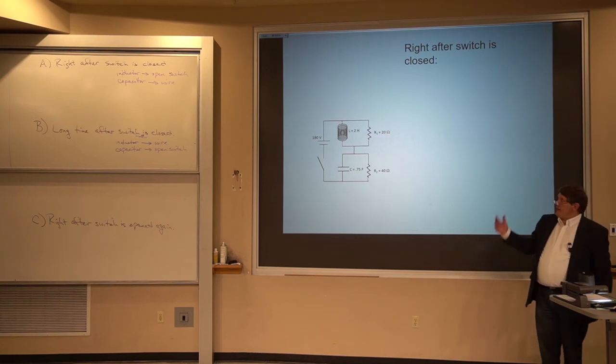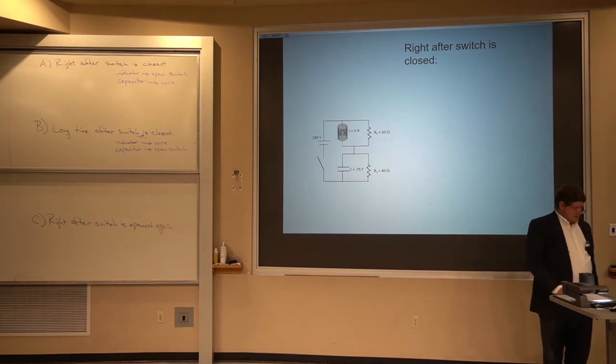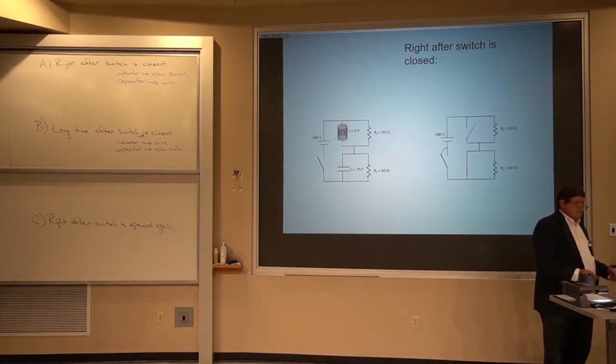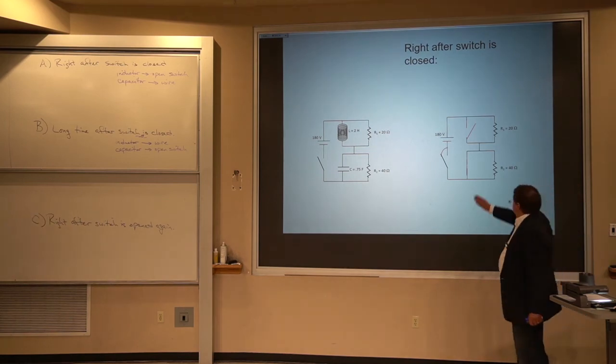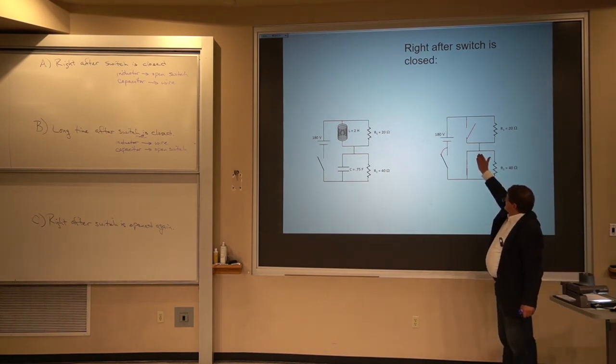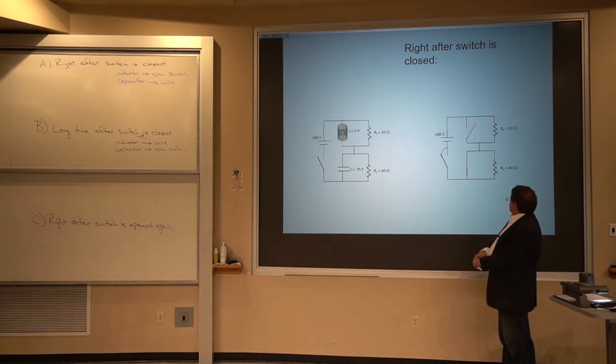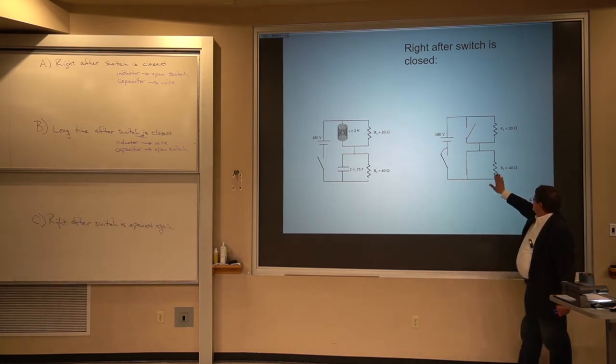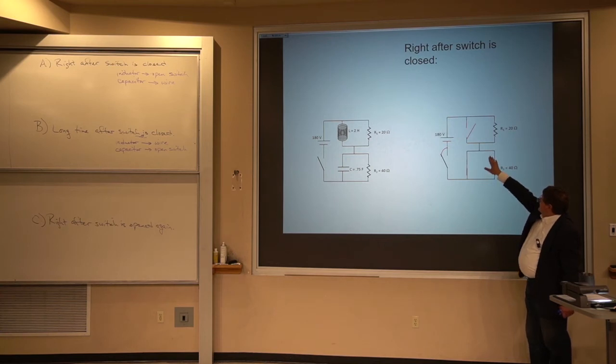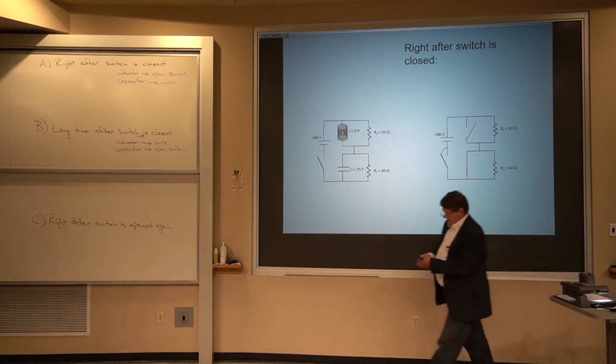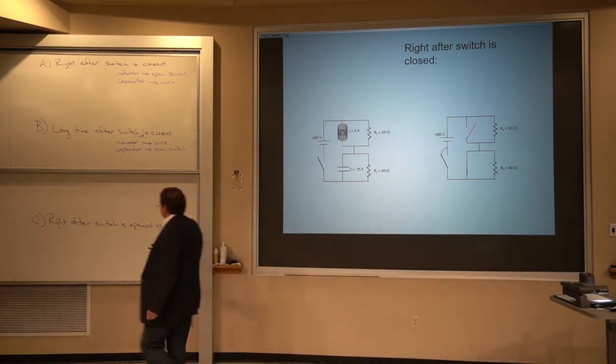If we look at part A, right after the switch is closed, you can't change the current through an inductor instantly, so it acts like an open switch. The capacitor is empty, so it acts like a wire. It has 0 volts. And now you see that this wire is shorting out R2, and that open switch is forcing all of the current to go through R1.